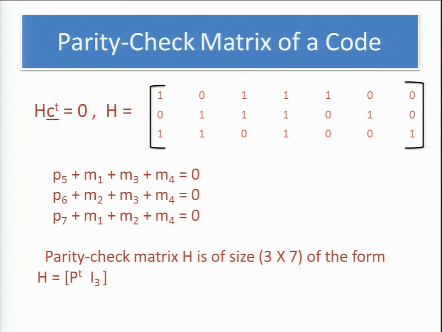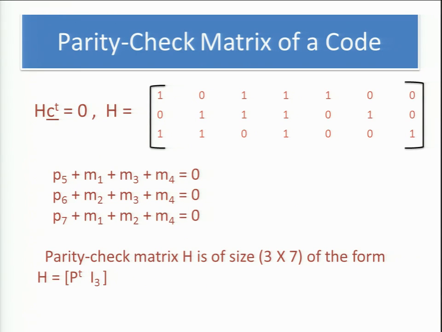And how can you come up with this matrix for the Hamming code? Earlier I wrote P5 equals M1 plus M3 plus M4 mod 2. But in mod 2, let's say I want to take all those message bits to the left hand side. A minus 1 is nothing but a plus 1 in mod 2 arithmetic, because 1 plus 1 is 0. So you can replace all minus with plus.